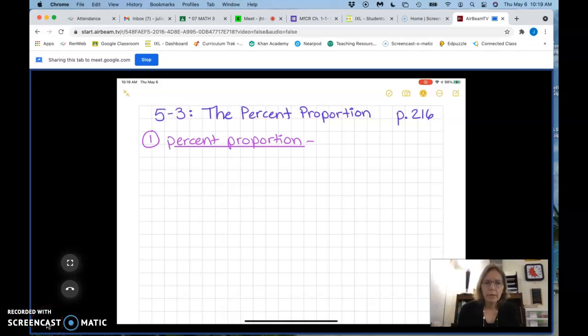Okay, so today we're doing the percent proportion, and this is a special formula that we will use to help us find the percent of certain numbers. So here is what the formula looks like. Part over base, or total, equals percent over, what do we always use when we're talking about percents? What number? 100. 100, good.